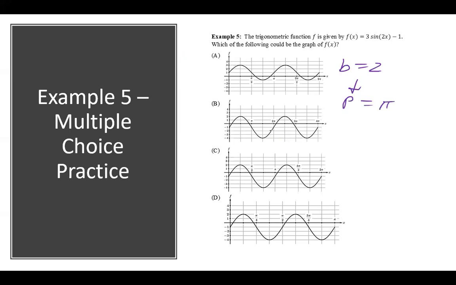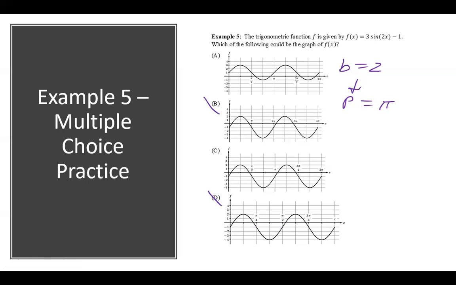So automatically, when I look up here, this one goes to pi. That one goes to pi. Does this one go to pi? No. This goes to pi. Does this go to pi? No. So automatically you can eliminate by looking at those things.